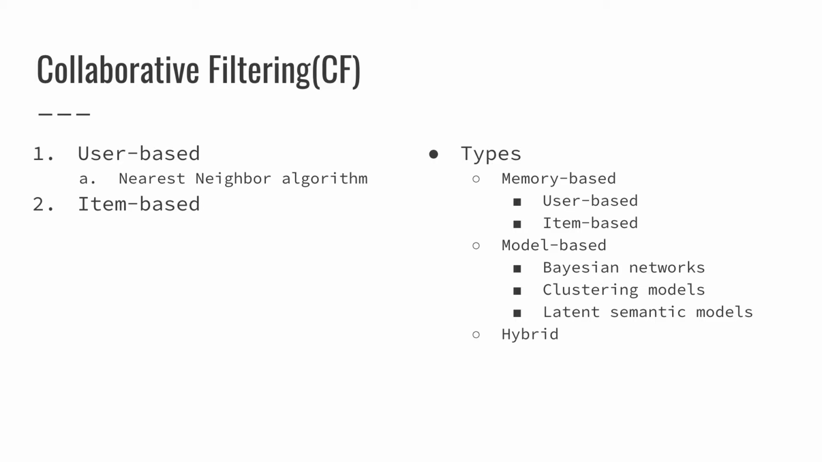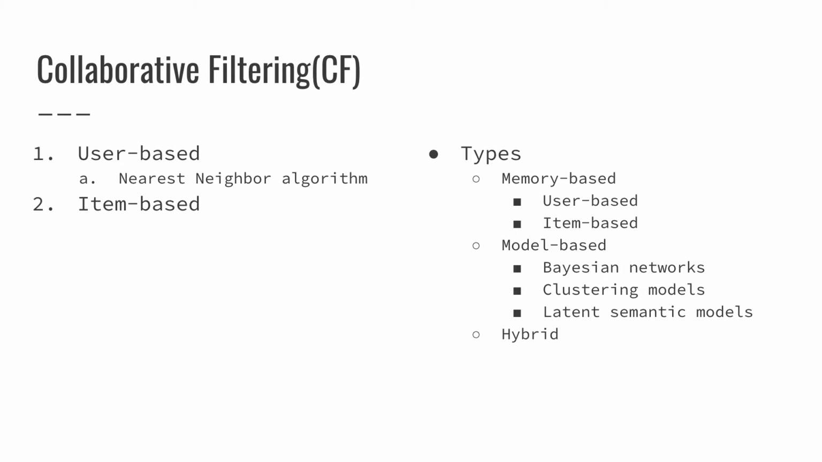There are three major types of collaborative filtering. The first is called memory based. It's kind of the combination of user based and item based, right? So it uses user data, like the user rating data, to compute the similarity between the users and the items.